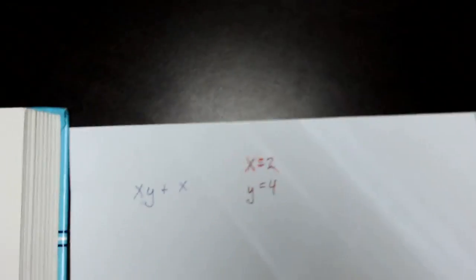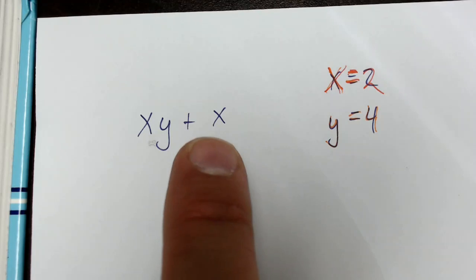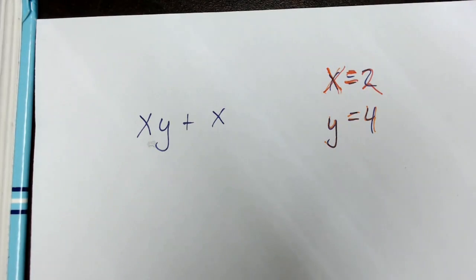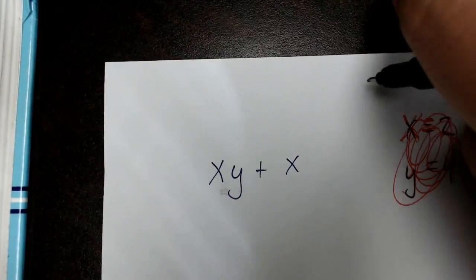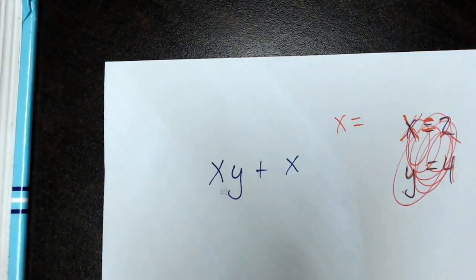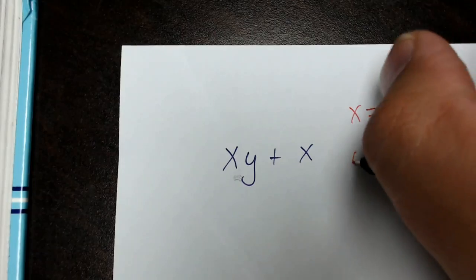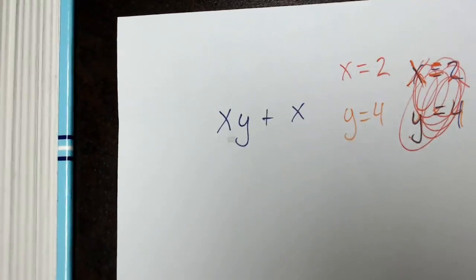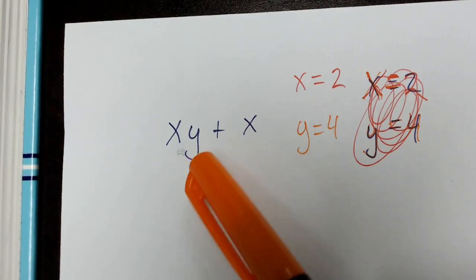So here's a great example problem. This is the algebraic expression, xy plus x, with variables. I wrote this kind of sloppy because I was trying to color code it. Let me see if I can correct this. I'm going to erase that. Let's say x is equal to 2 and y is equal to 4. I'm trying to color code it between red and orange so it's a little bit clearer. So they give us values for x and y.